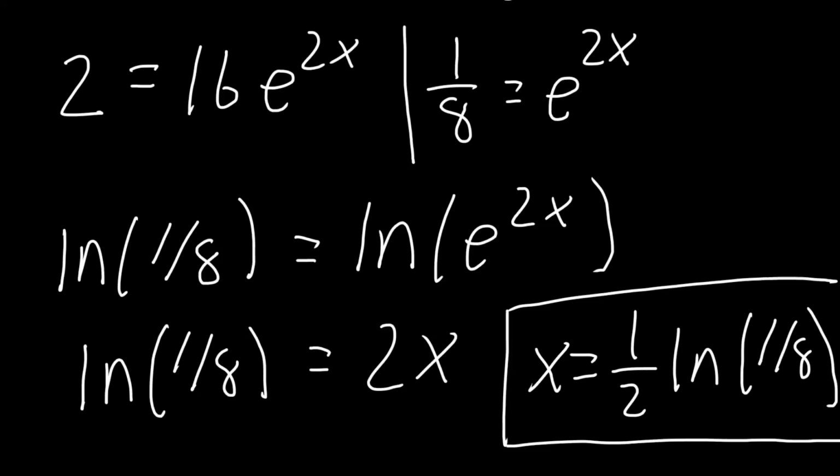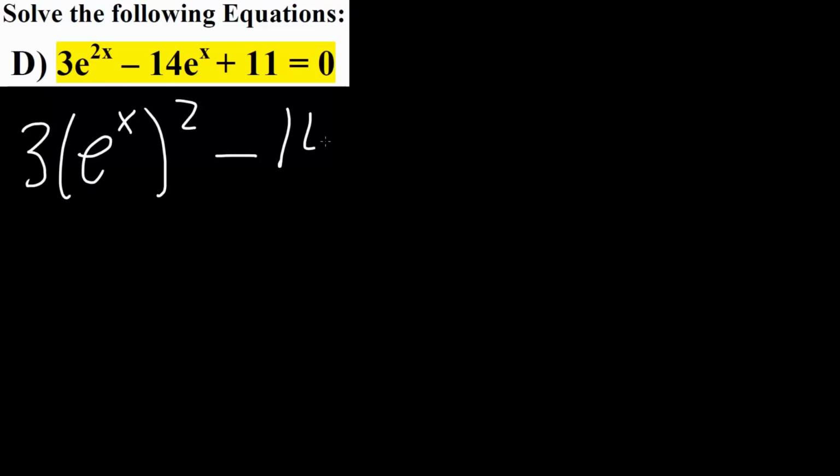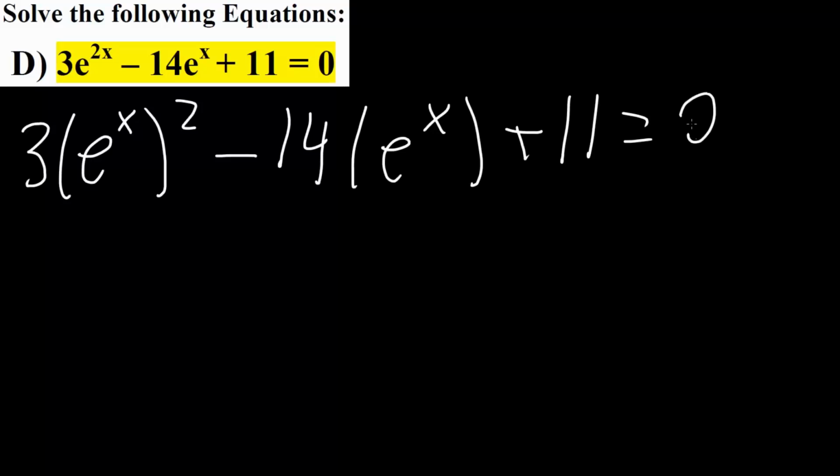Next we'll do the second question. So the second question is something like this. And what we're going to want to do here is rewrite this a little bit differently. If we say 3 times e raised to x, squared, that's allowed because we would get e raised to 2x, it's equivalent, minus 14 times e raised to x plus 11 is equal to 0.